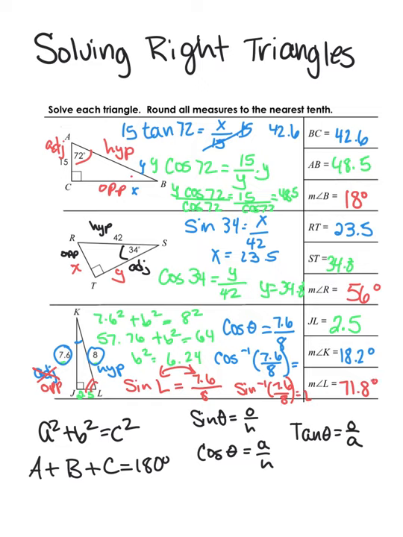Okay, so remember, anytime we're solving right triangles, we're finding every missing measurement, either using the fact that all three angles add up to 180 degrees, using the Pythagorean theorem, or using one of my trig functions, and I might have to use the inverse trig functions as well. Okay? Good luck.